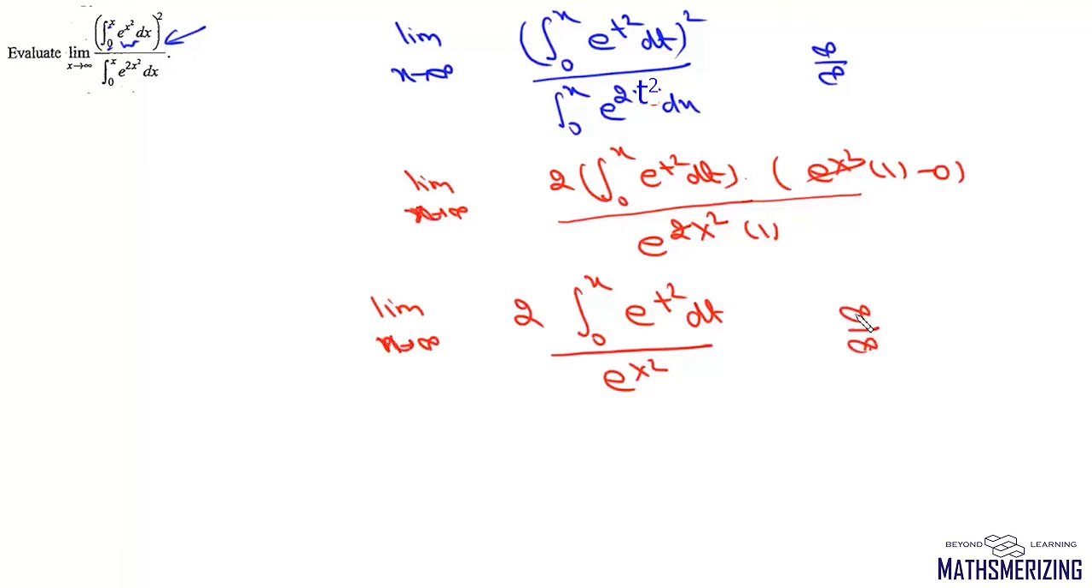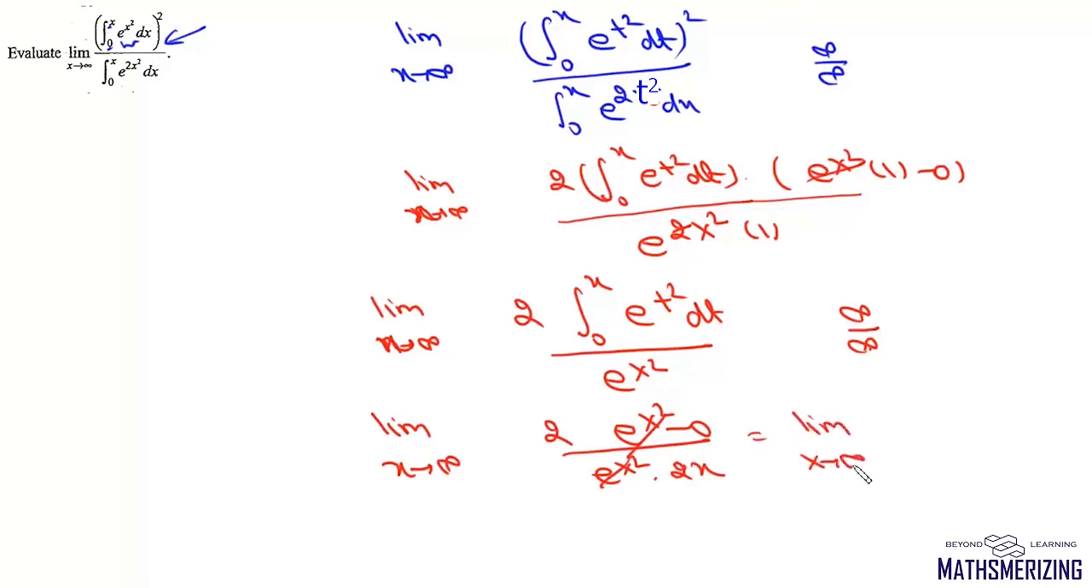Now again we can use L'Hopital's rule. So we'll write limit x tends to infinity, it'll be 2, and then it'll be e to the power x square minus 0, and here it should be e to the power x square into 2x. Now e to the power x square will cancel. We'll get this as limit x tends to infinity 1 upon x, and 1 upon infinity is simply 0. So answer to this limit is 0.